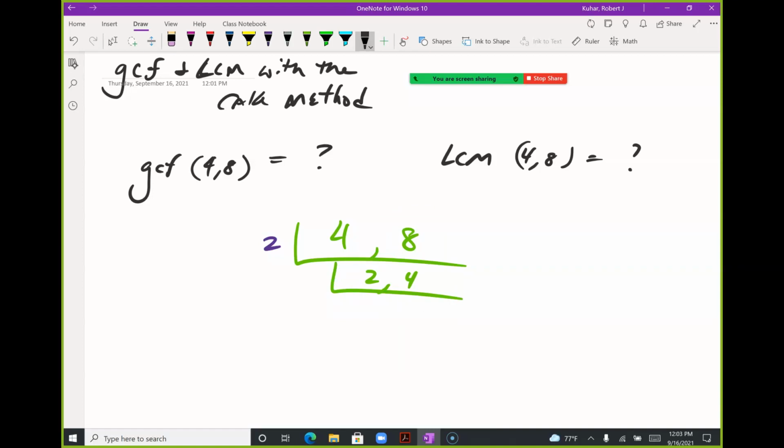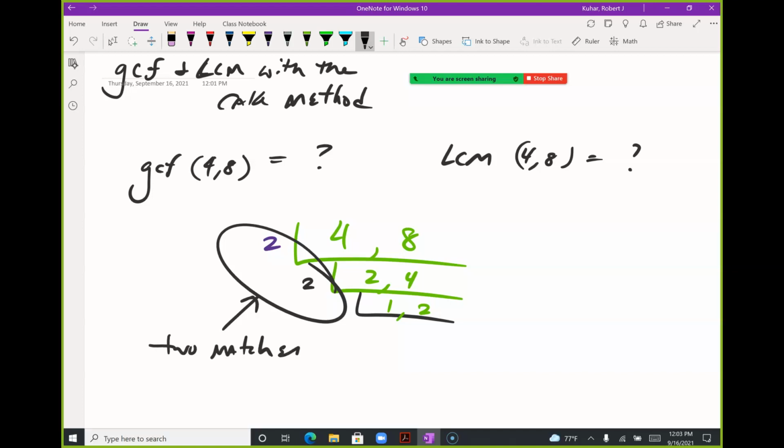And then rinse and repeat, right? So I see a 2 again. And my colors are meaningless here. So 2 times 1 is 2, and 2 times 2 is 4. We don't care about the 1s. Whenever they happen, they're inconsequential to us. So I have 2 matches of 2, and 1 non-match of 2. 1 leftover 2, right?